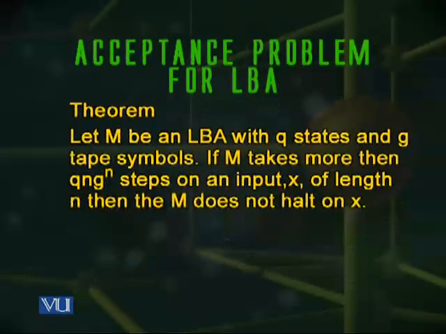So let M be a linear bounded automata which has Q states and G tape symbols. Then if M makes more than Q times N times G to the N steps on an input X of length N, then M does not halt on X. Well, what does this theorem say? This theorem says that suppose you run a linear bounded automata M on an input X, and that input X happens to have N symbols.